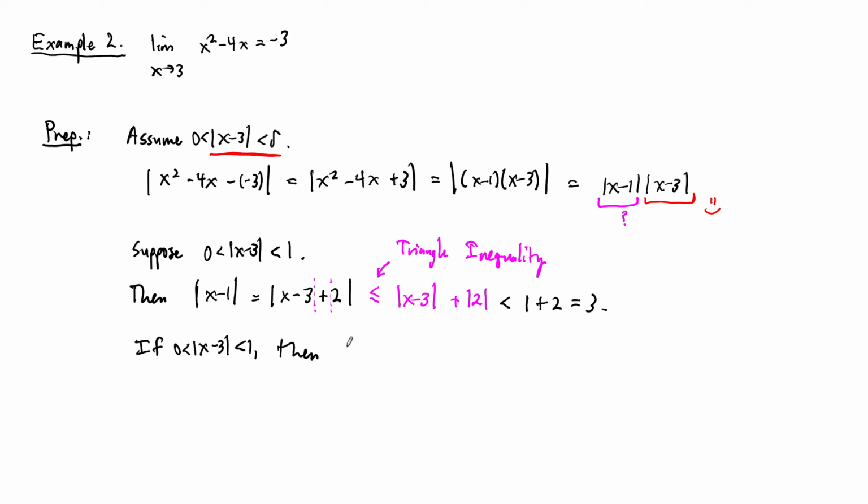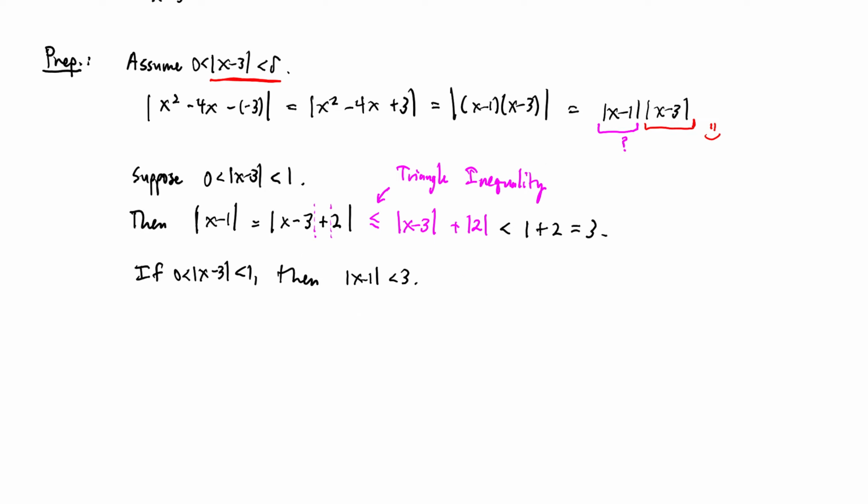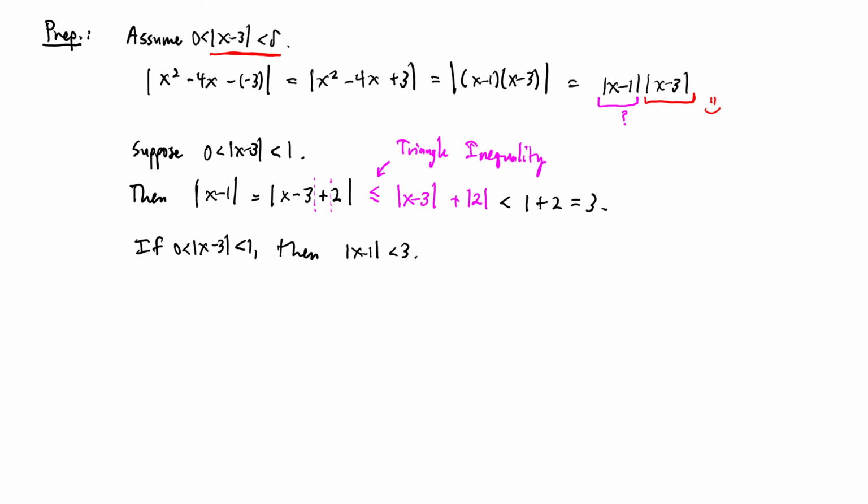All right, so what we know then is that if |x minus 3| is less than 1, then we can bound |x minus 1|, right? |x minus 1| is then less than 3. And we get an actual number here. So now we're ready to write our proof. Because we chose this number 1 here, this number 1 is going to show up in our proof again.